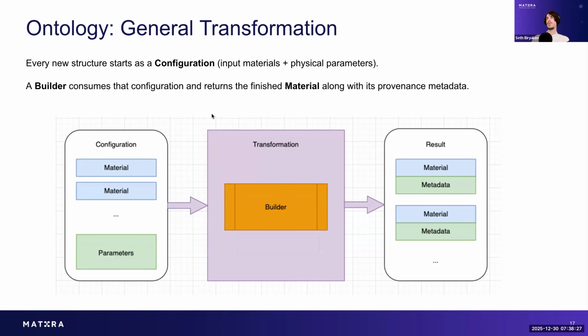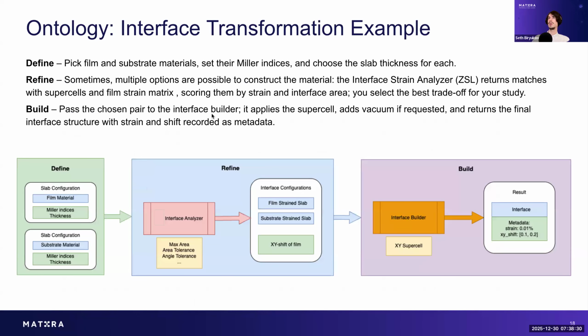For example, of more complex materials, we need to divide these steps into define, refine, and build parts. For example, if we have an interface, we need to combine two slabs. So you know the Miller index, you know the thickness, but you might not know the XY supercell for both of the parts, and a strain parameters for the film. So for this, you define slab configuration for both film and substrate, as you did before.